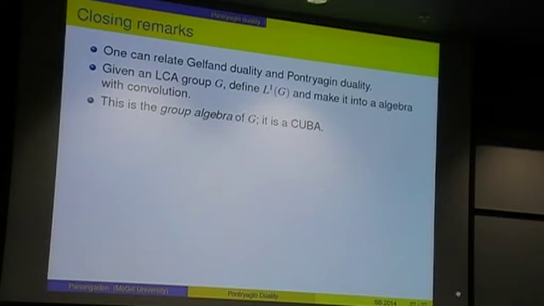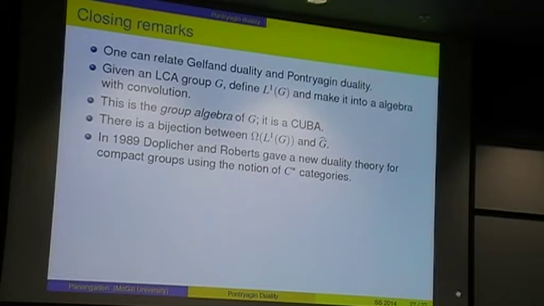Now, the point is that since you've got a commutative unital Banach algebra, you can ask what Gelfand would say about it. It turns out that there is a bijection between the Gelfand transform of L1 of G and the Pontryagin dual of G. So there's a kind of Gelfand-Pontryagin interplay happening here.